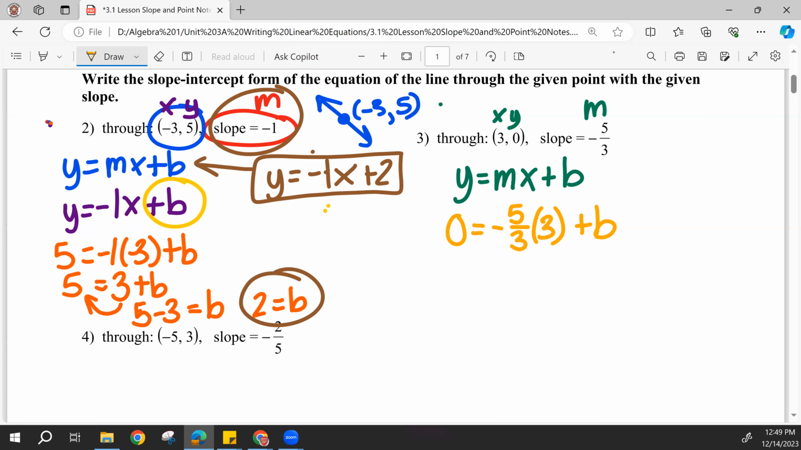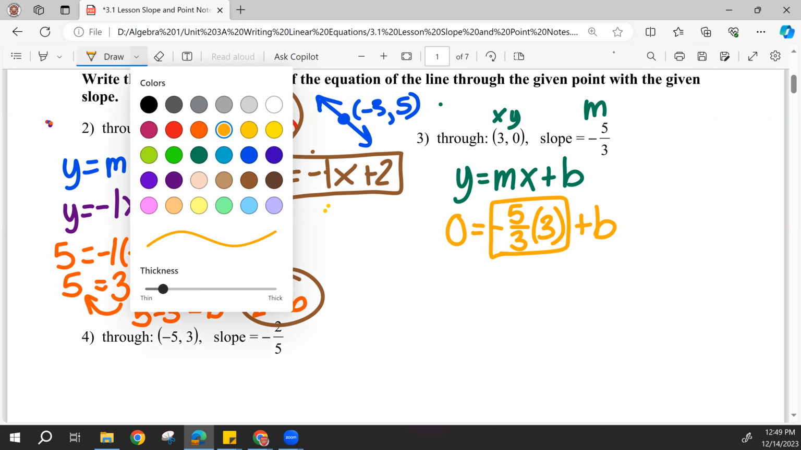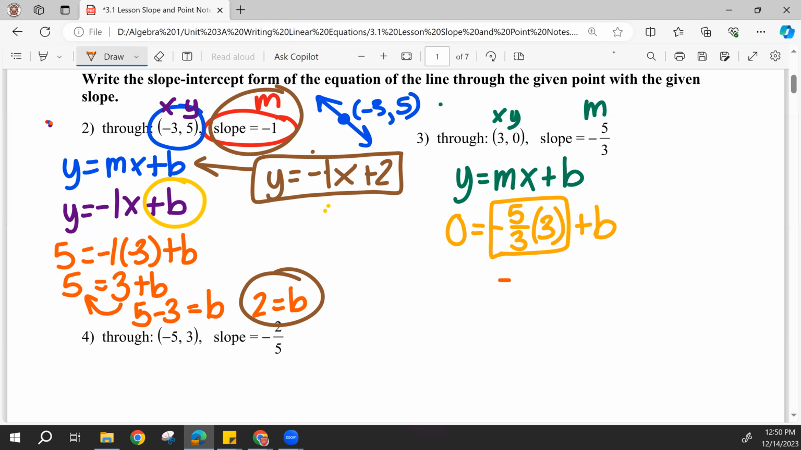If you have trouble doing this multiplication, that's okay. You can use Desmos. And you should get this to be negative 5. I'm going to move my negative 5 over here. When I move it over there, it becomes plus 5.